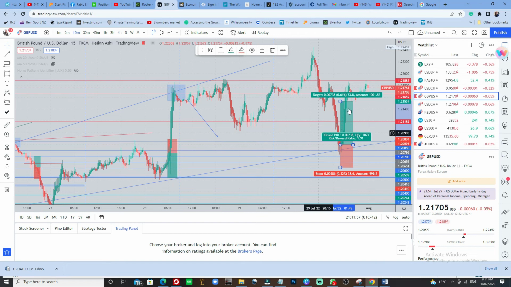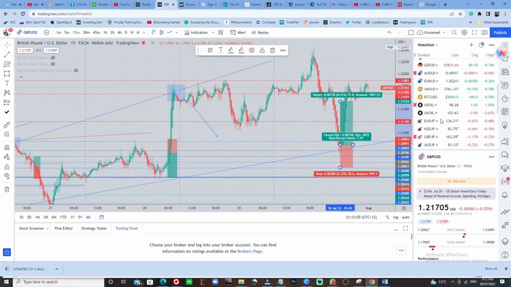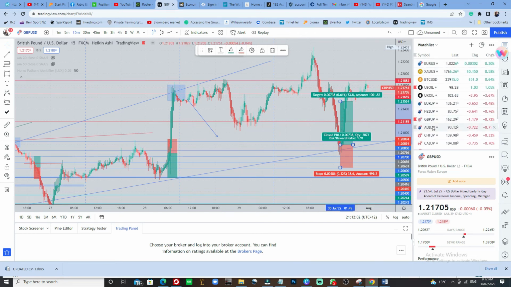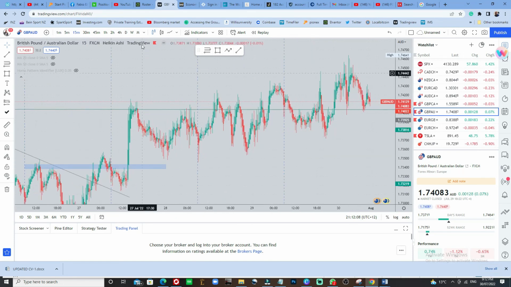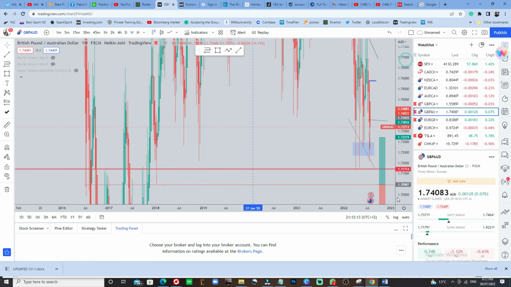Now for GBP AUD, as I mentioned, I've been tracking this for quite a while. Where are you? Okay, GBP AUD. Now the GBP AUD on a 4 hours time frame.